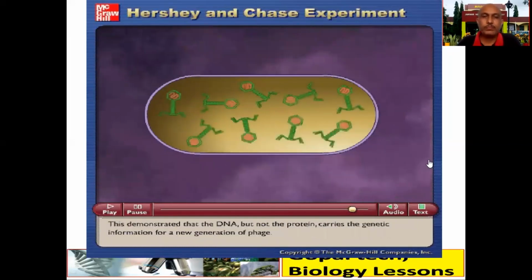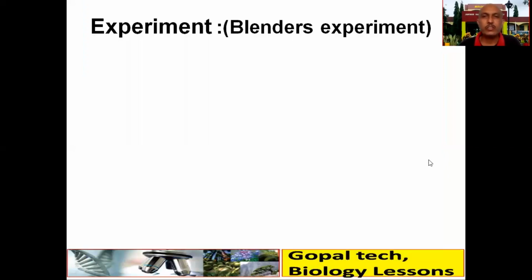Again, agitation. This demonstrated that the DNA, but not the protein, carries the genetic information for a new generation of phage. So this is direct proof that it is DNA, not the protein, that carries the genetic information for a new generation in a bacteriophage virus. Okay, direct evidence is given by this Hershey and Chase experiment.